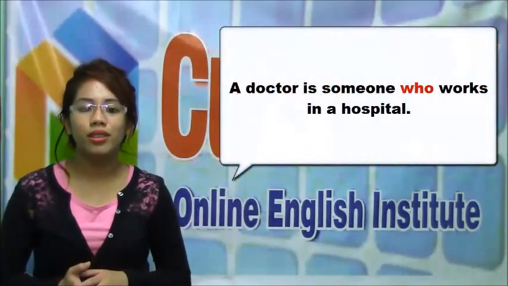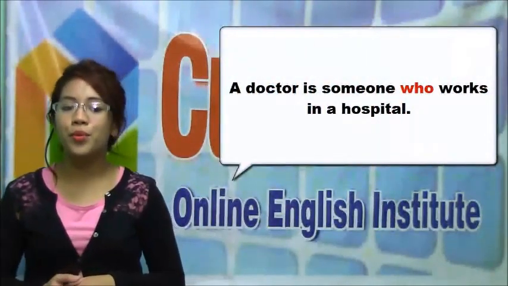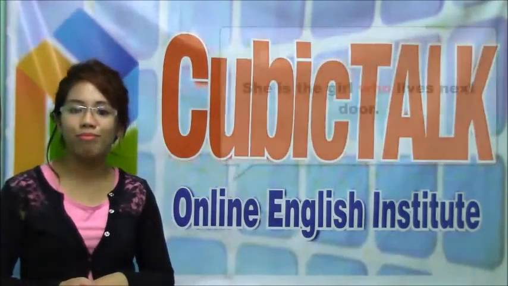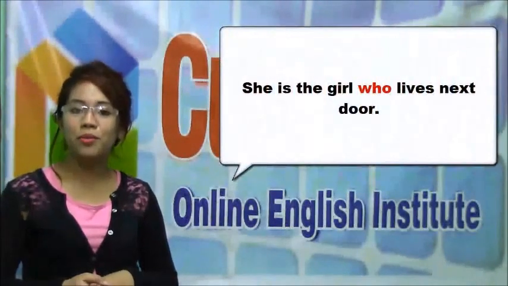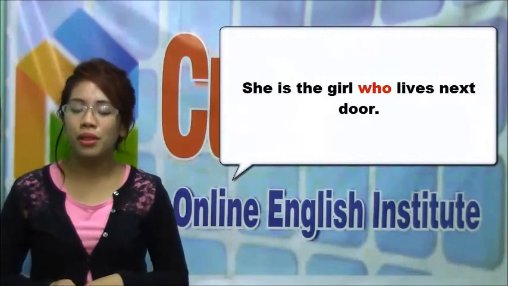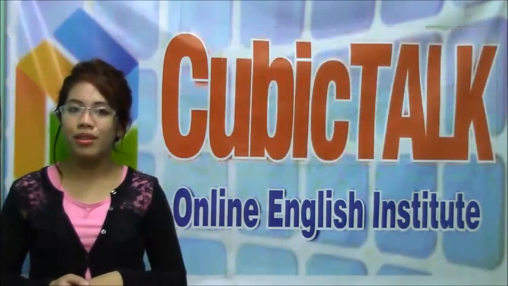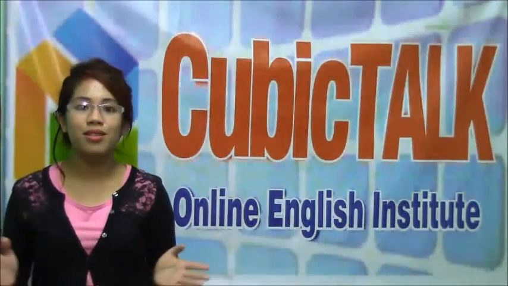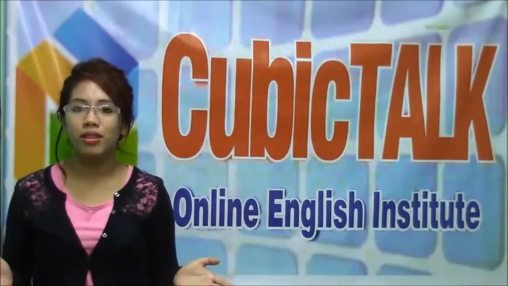Number 1, a doctor is someone who works in a hospital. Number 2, she is the girl who lives next door. As you notice, I did not use any commas.